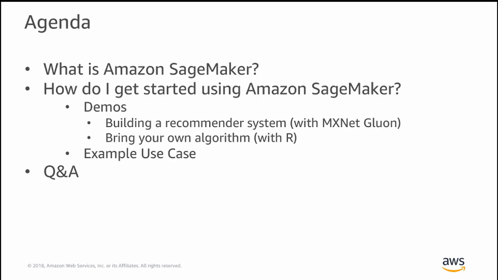What we'll do today is walk through what Amazon SageMaker is at a high level. This is actually the second of the Introduction to Amazon SageMaker webinars. The first one will provide more detail on background and context around why we created SageMaker. This one is going to focus more on the second area, which is how do we get started using Amazon SageMaker. So we'll walk through two demos. The first demo will be how to build your own recommender system with MXNet and Gluon, and the second demo will go through bringing your own algorithm with R. And then we'll walk through an example use case from one of SageMaker's customers and finish with some Q&A.